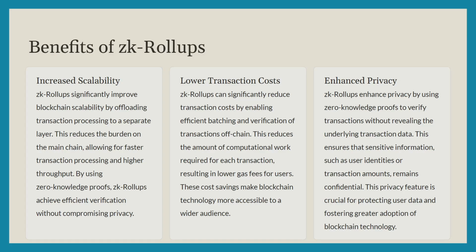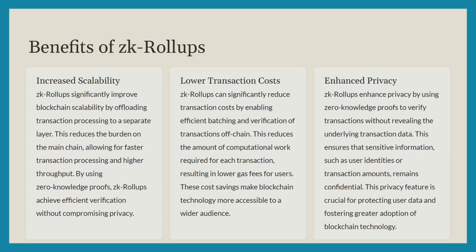Let's talk about lower transaction costs. ZK rollups can significantly reduce transaction costs by enabling efficient batching and verification of transactions off chain. This reduces the amount of computational work required for each transaction, resulting in lower gas fees for users. These cost savings make blockchain technology more accessible to a wider audience.